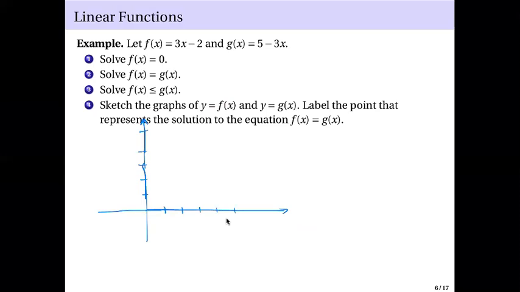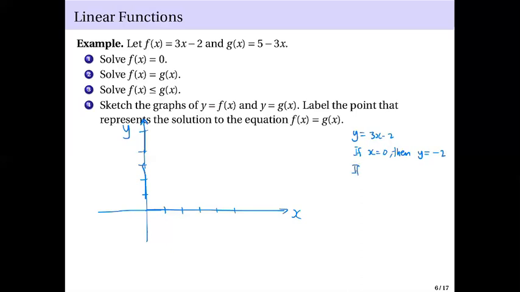Now to sketch, we'll need 2 points. And remember, we can use 2 intercepts, the x-intercept and the y-intercept of the functions, to obtain a pair of points. So for example, for the function f, y equals 3x minus 2. If x is equal to 0, then the value of y will be just negative 2.